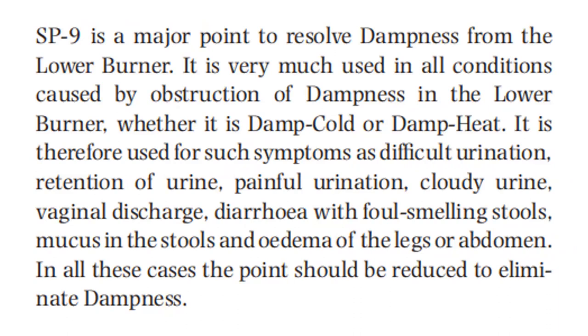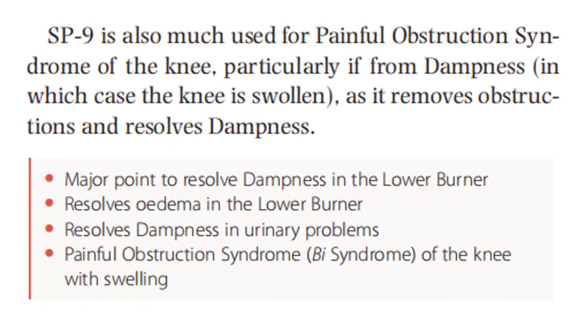It is therefore used for such symptoms as difficult urination, retention of urine, painful urination, cloudy urine, vaginal discharge, diarrhea with foul-smelling stools, mucus in the stools, and edema of the legs or abdomen. In all these cases, the point should be reduced to eliminate dampness. Spleen 9 is also much used for painful obstruction syndrome of the knee, particularly if there is dampness, in which case the knee is swollen, as it removes obstruction and resolves dampness.